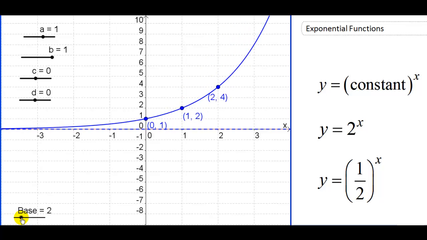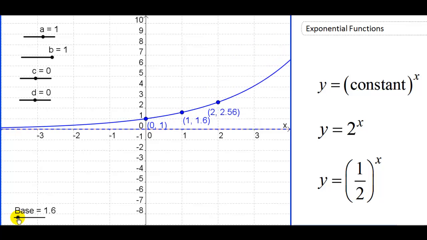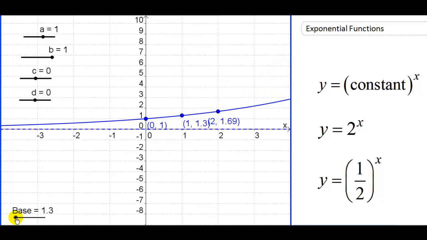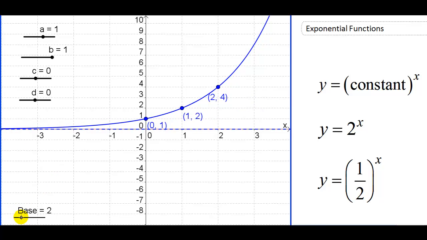So now let's go down. Here's base of 2. If I make b smaller, getting closer and closer to 1, it has the same basic shape, but it kind of flattens out the graph. So let's move that back to b equals 2. Now let's look at what happens when the base lies between 0 and 1. The base always has to be a positive number, and we've looked at what happens when it's bigger than 1. Now let's look at what happens when it lies between 0 and 1.